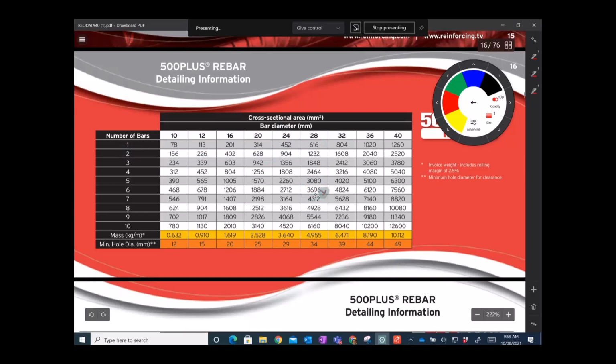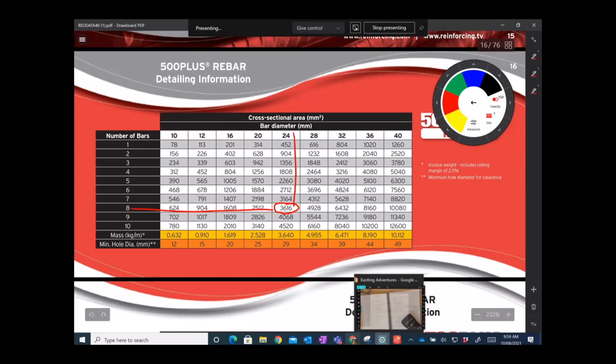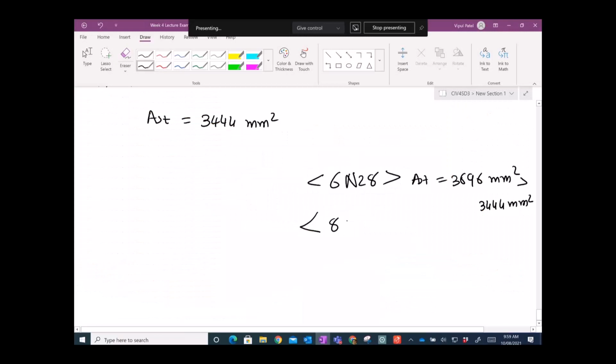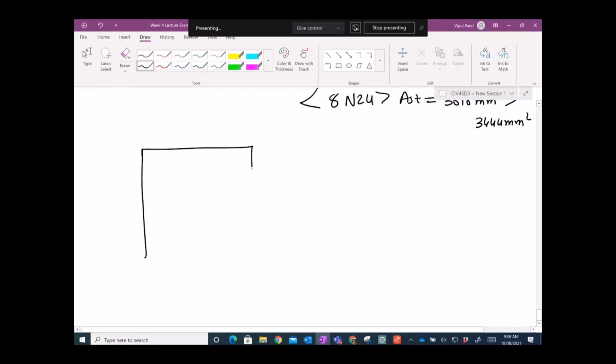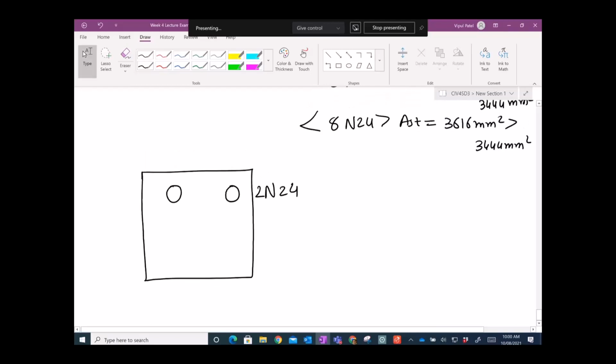It looks cost effective, and we could go for this 3616. So we have an option of using 8 N24 bars with the AST of 3616 millimeter square. Again, it is greater than 344 millimeter square. So I hope it is okay now that we have these two bars, which is 2 N24, and we have 8 bars.